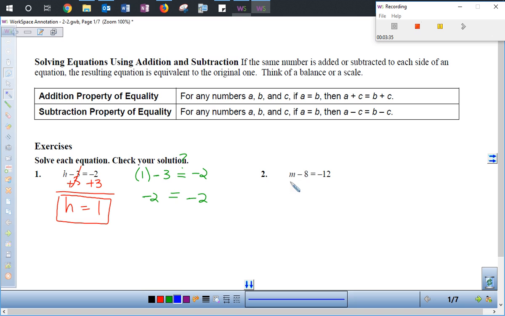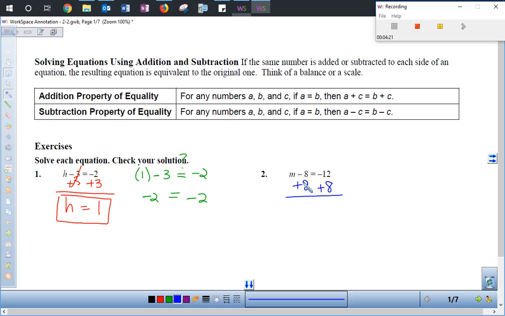So here the variable that we want to get by itself is the m. And what's happening to the m right now is it's subtracting 8. So to get rid of that minus 8, we need to add 8. And whatever we do to the left side, we also need to do to the right side.